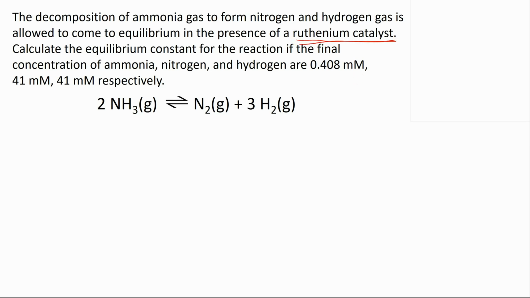A catalyst will speed up a chemical reaction, but it will not shift the equilibrium towards reactants or products. So that is information about how it has come and reached the equilibrium state. We're going to assume it's at equilibrium. That 0.408 millimolar is the concentration of ammonia.